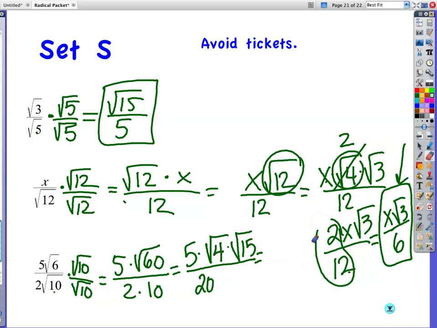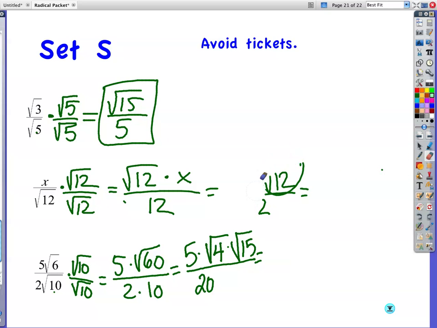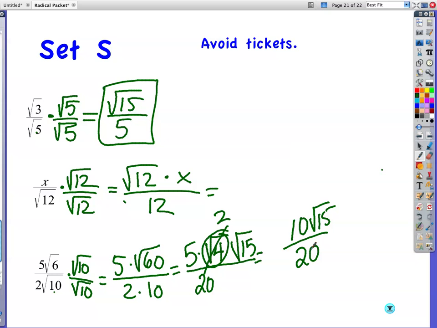I got to erase this a little bit to give myself some room. All right. Square root of 4 becomes 2. So now I have 5 times 2, which is 10, square root 15 over 20. And once again, 10 over 20 can be reduced to 1/2.